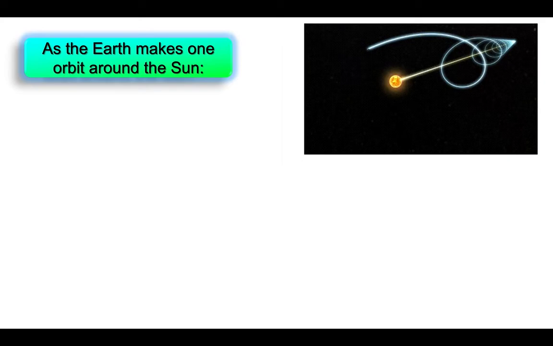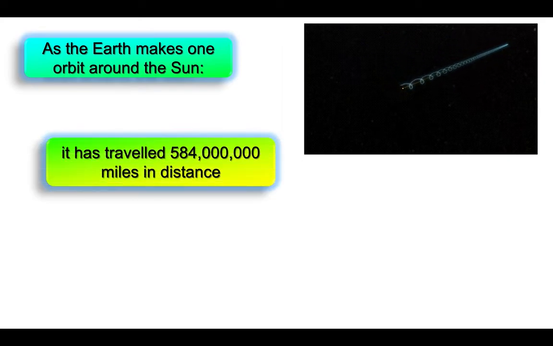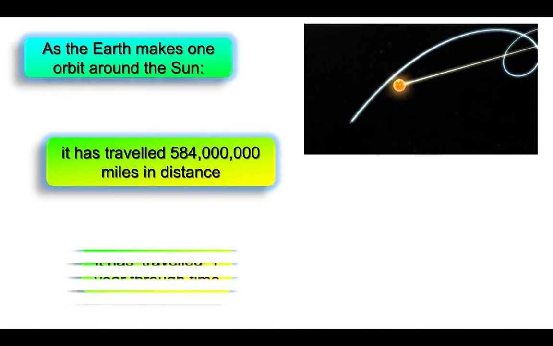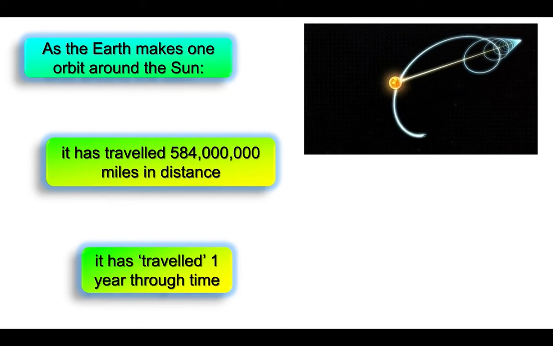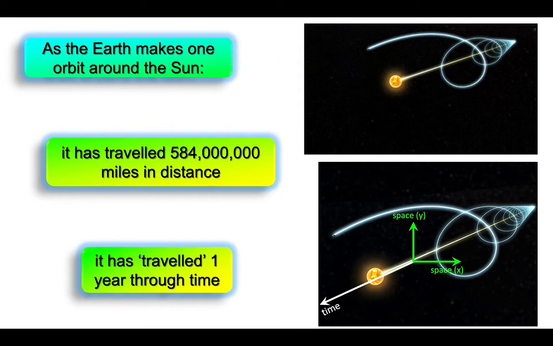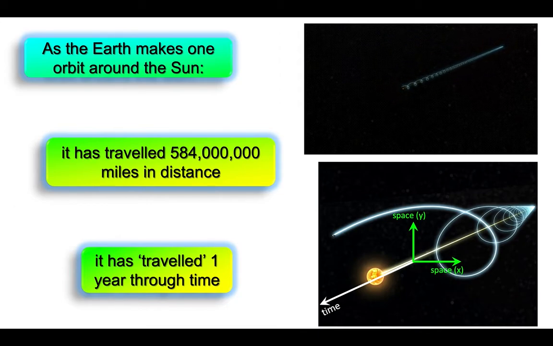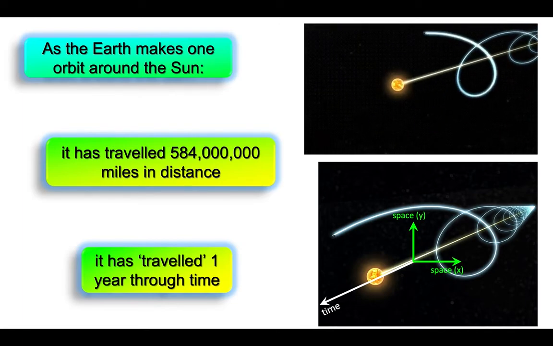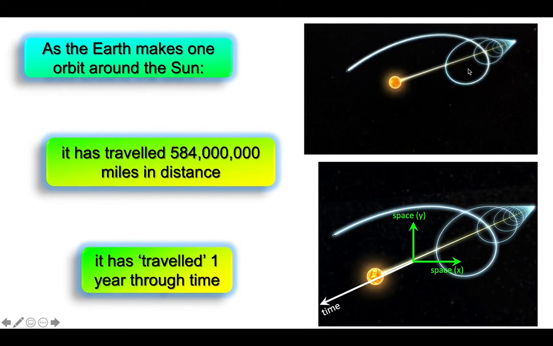Now, if we want, we could also apply the same reasoning to the path the Earth takes around the sun. So the Earth is orbiting the sun, and with every orbit the Earth makes around the sun, the Earth will travel about 584 million miles in distance, and the Earth will travel, quote unquote, 1 year through time. So if I were to draw the path that the Earth takes as it orbits the sun in a similar manner where I also allow time to be a thing, I would see this helical motion as the Earth is going around the sun, but we're also allowing time to move forward.